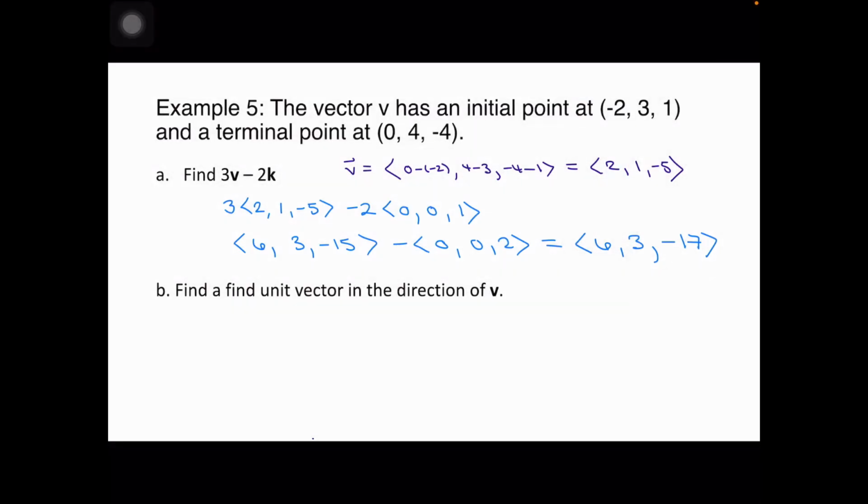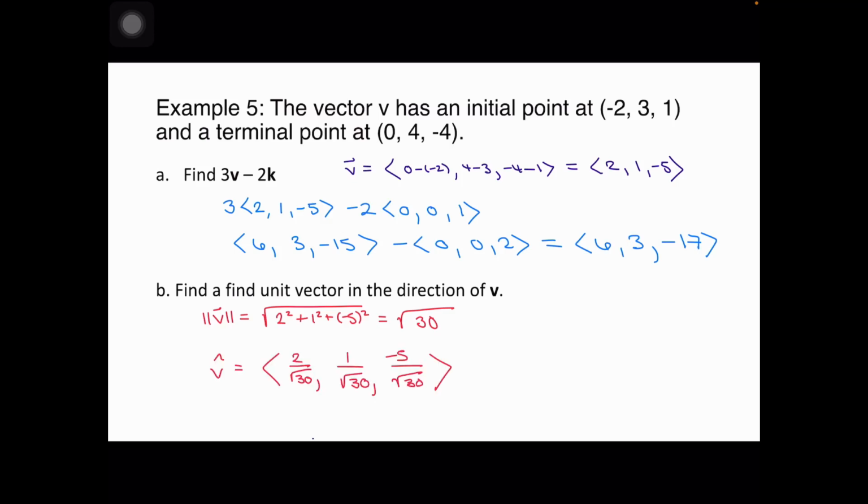Okay, part B is asking us to find a unit vector in the direction of vector v. And so in the last section, we learned a unit vector is a vector that has a magnitude of 1. And so the way to do this, same process we used in the previous section, we're going to find the magnitude of vector v. So we're going to take the square root of the sum of its components squared. So square root of 2 squared plus 1 squared plus -5 squared. I got root 30. So the magnitude of vector v is square root of 30.